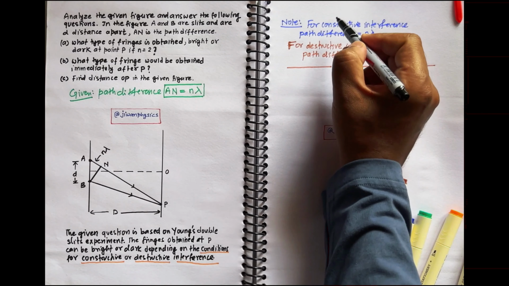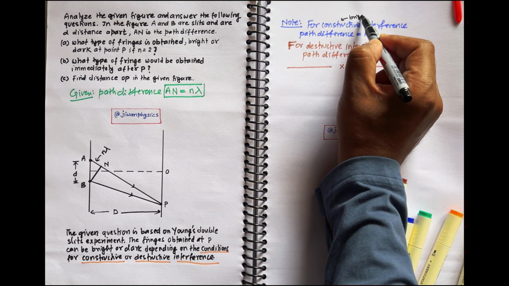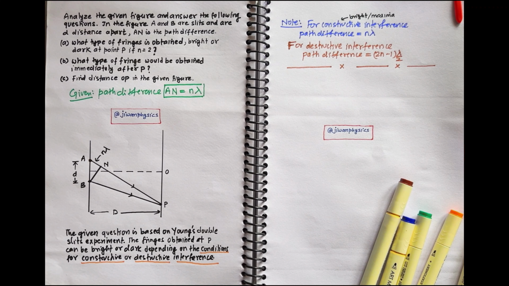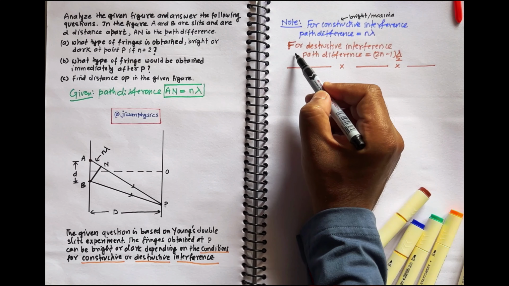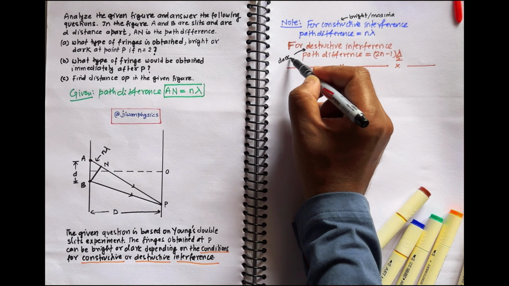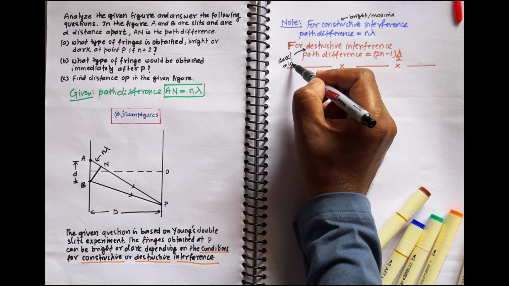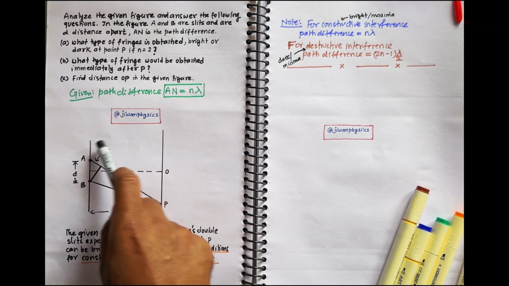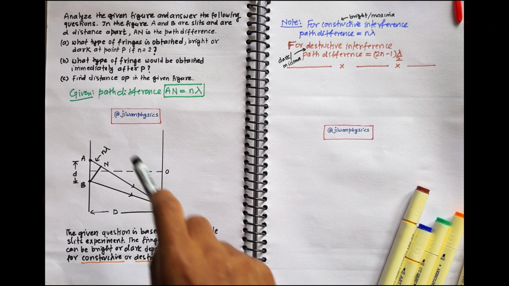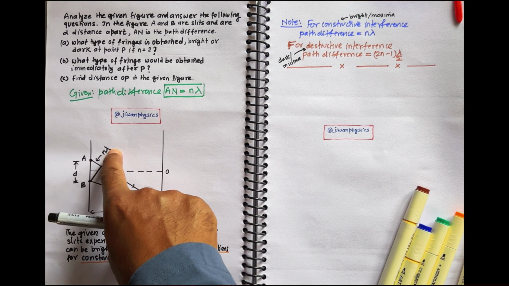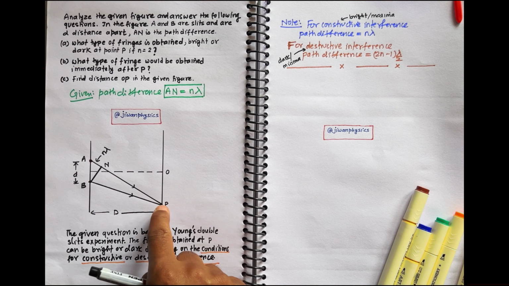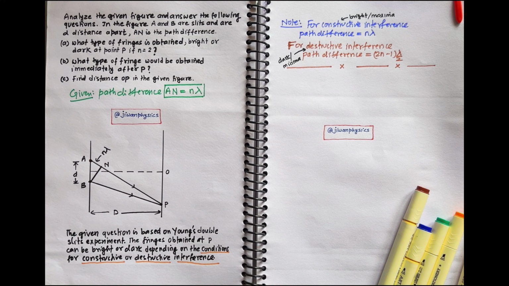So constructive refers to bright or maxima, and destructive refers to dark or minima. Now when we look into this figure, we have path difference equals n times lambda. Clear? Which is the condition for constructive interference. Therefore we get a bright fringe at point P. So this is to be noted.